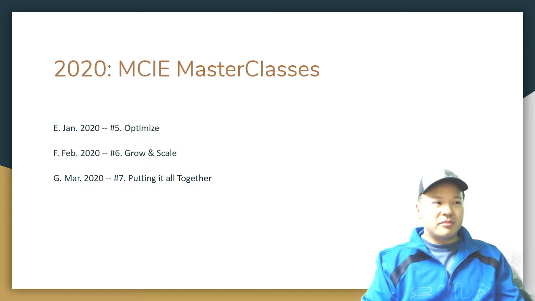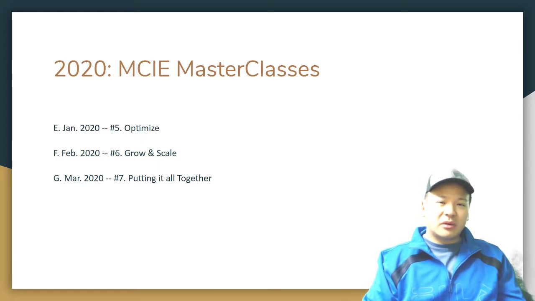And then next year, 2020, January, we're going to do masterclass number 5, optimizing, and February 2020, class number 6, growing and scaling, and then March 2020, putting it all together. So for those of you who still don't get everything, or you're missing something, or you just want to see how everything comes together, we'll talk a lot.